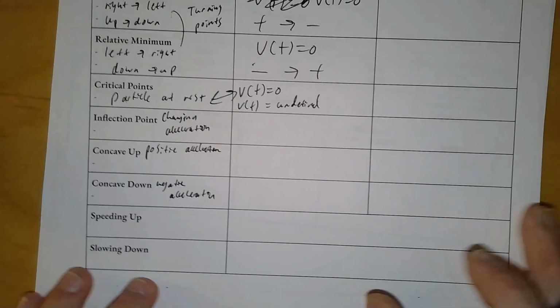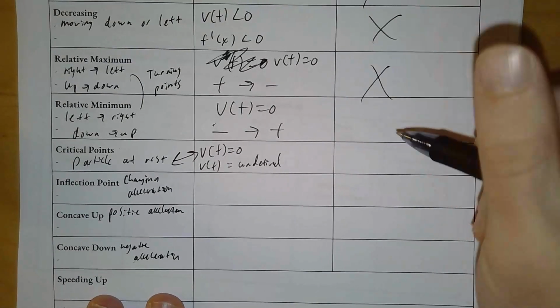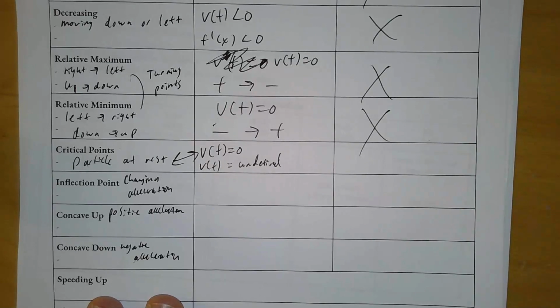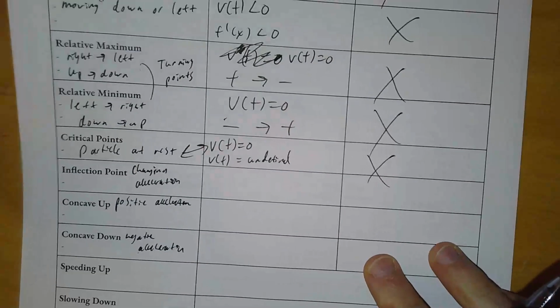And then let's talk about the second derivative here. Right now you don't need to be concerned. There is something here, but we're not going to concern ourselves with it for relative min and relative max. We'll do that next unit.